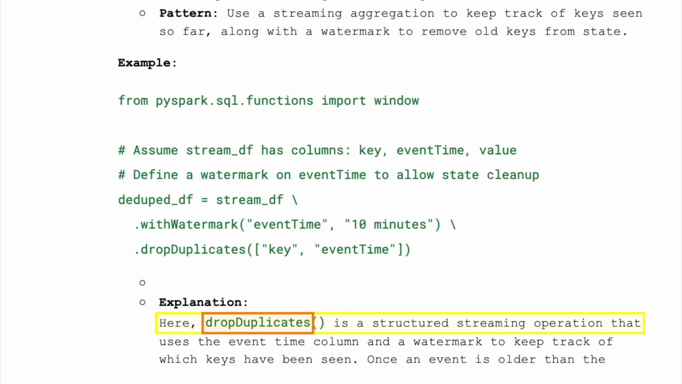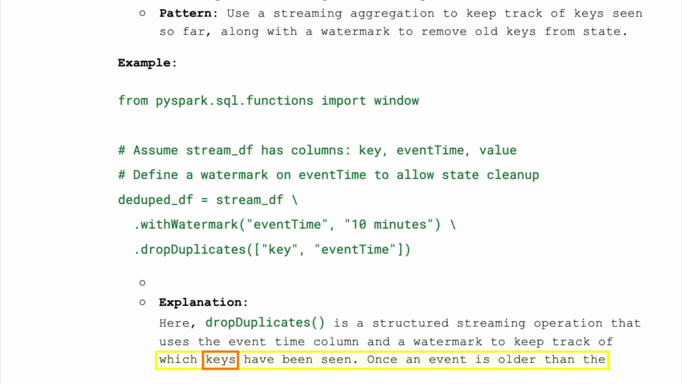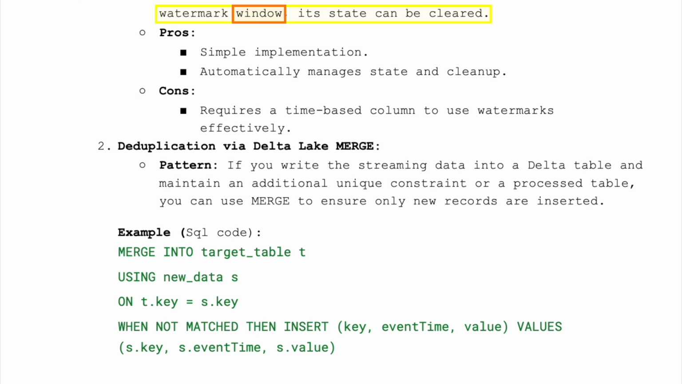Explanation: here, dropDuplicates is a structured streaming operation that uses the event time column and a watermark to keep track of which keys have been seen. Once an event is older than the watermark window, its state can be cleared. Pros: simple implementation, and it automatically manages state and cleanup. Cons: requires a time-based column to use watermarks effectively.